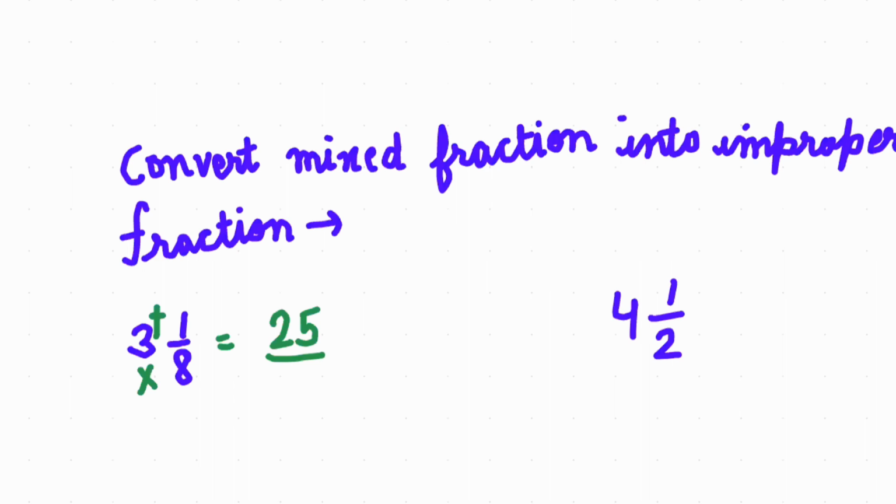Take one more example. We will multiply the denominator with the whole number, and whatever the product comes, we will add the numerator. So 4 2s are 8. 8 plus 1 is 9. And I told you that the denominator will remain the same. So here is 2, here will also come 2.